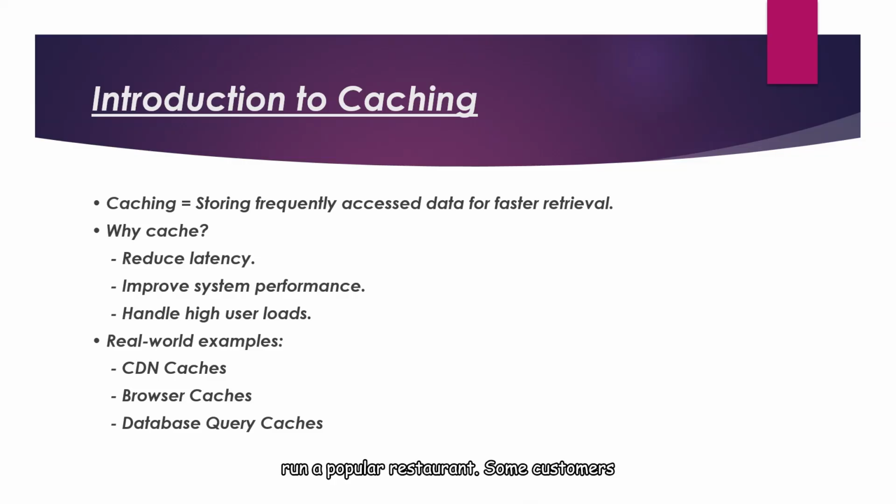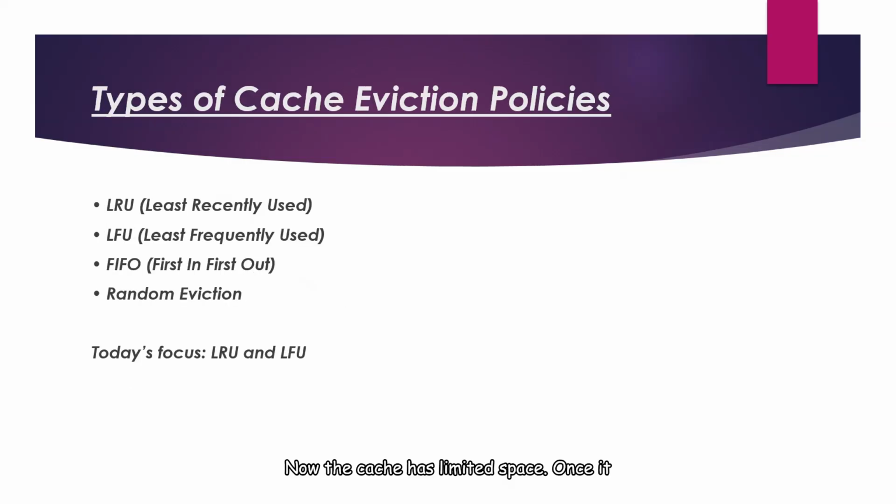Imagine you run a popular restaurant. Some customers order the same dishes again and again. Instead of cooking everything from scratch each time, what if you could partially prepare your most popular items in advance? That's what caching does for computing systems. It keeps frequently requested data ready, significantly reducing time to serve users. Caching boosts system performance, cuts down load on databases, and improves user experience. Without caching, large-scale applications like YouTube, Amazon, or Google Maps simply would not be able to serve millions of users efficiently.